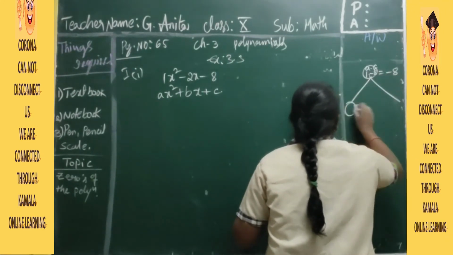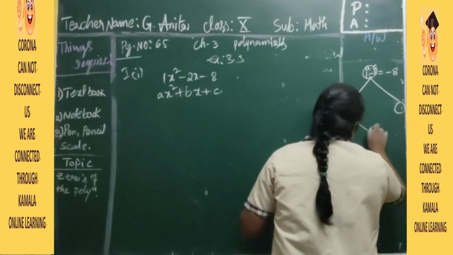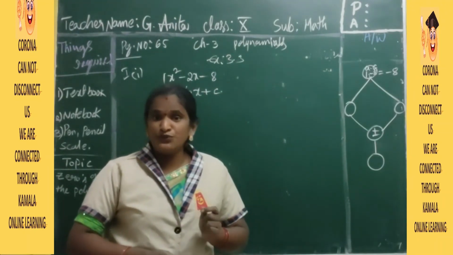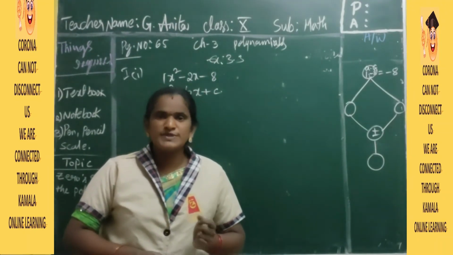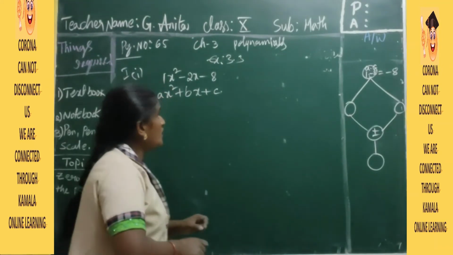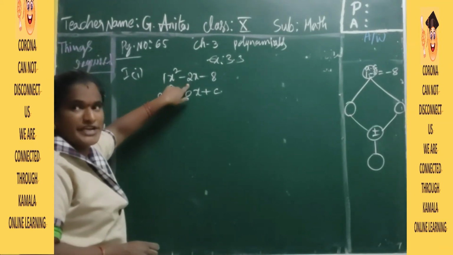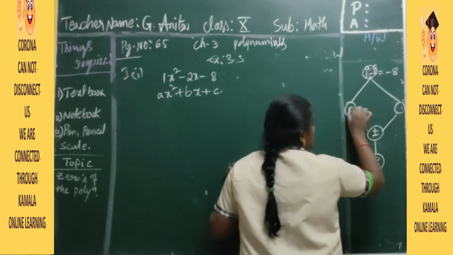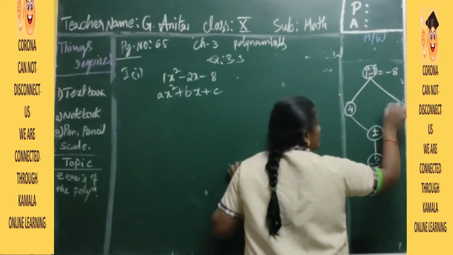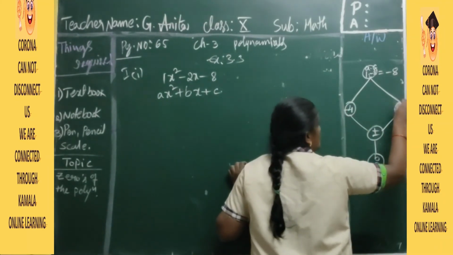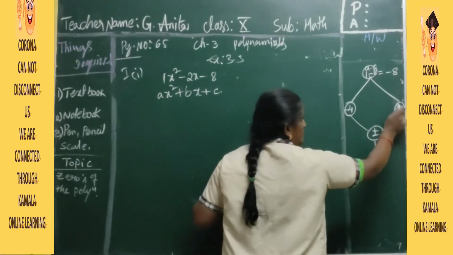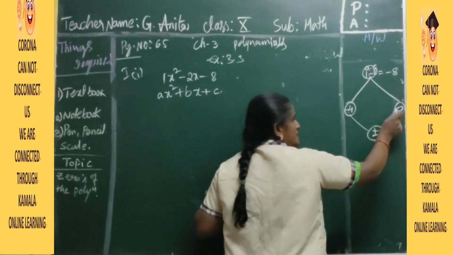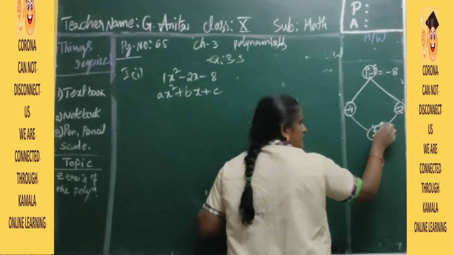So what are the factors of minus 8, children? You have to write down. Minus 4 into 2, 2 4s are 8, 4 2s are 8, 1 8 is 8. But what we want? Minus 2 we want. Here b value is minus 2. So minus 4 into plus 2, you will get minus 8. Minus 4 plus 2, you will get minus 2. Yes or not, children? Yes.